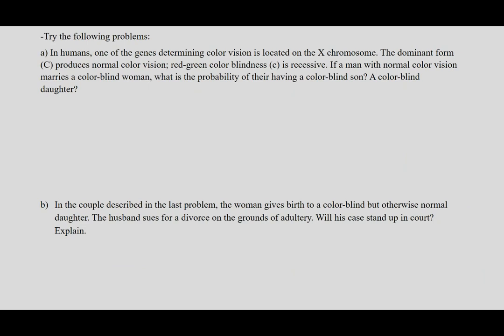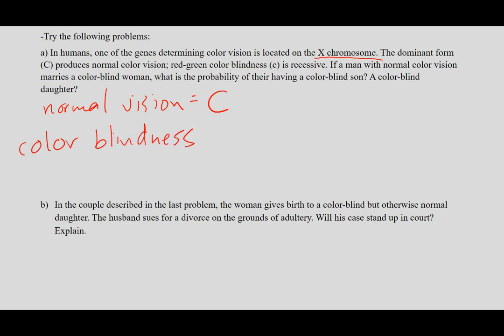So if we have a human where one of the genes determining color vision is located on the X chromosome, the dominant form, capital C, produces normal color vision. Red-green color blindness, in this case, is recessive. So normal vision is dominant, capital C, and then red-green color blindness is recessive, and that is our little c.